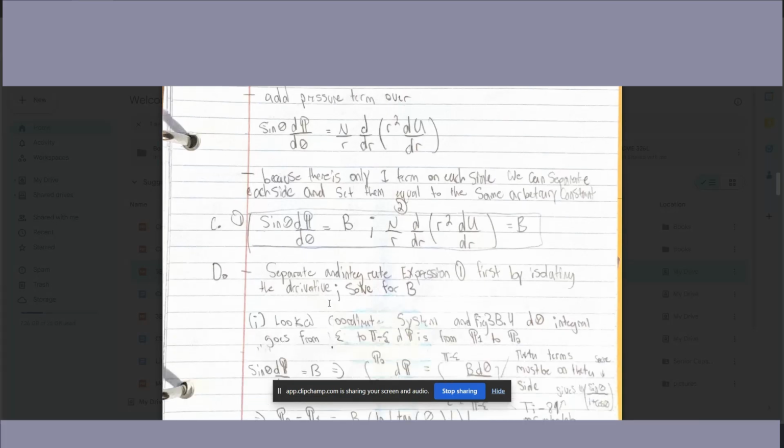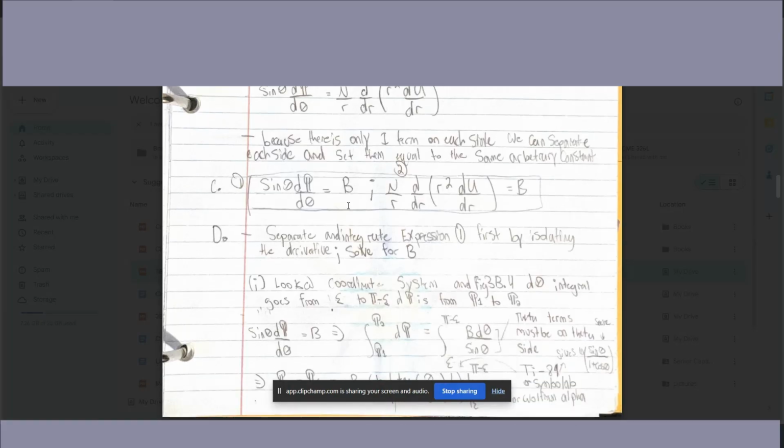And then basically you solve for b for both of these equations, and you'll see. So first thing we're going to do is separate and integrate this first expression, number one here.